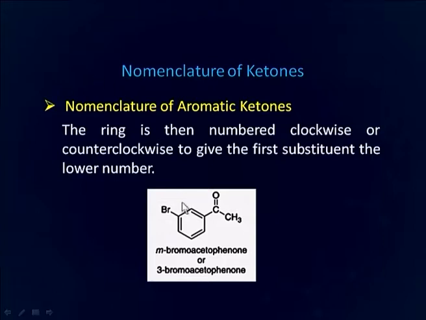Like for example, in this case you can see this is the ketonic group. If we number the bromine clockwise, then the number will come as 2, 3, 4 and 5. It will become 5-bromoacetophenone. But if we number it counterclockwise, it becomes 3-bromoacetophenone, and since we know that we have to number in such a way that minimum number comes to the substituent, the right name of the molecule is 3-bromoacetophenone.